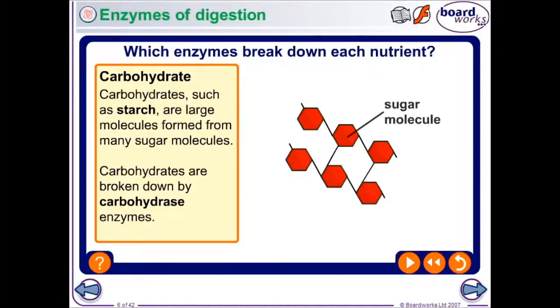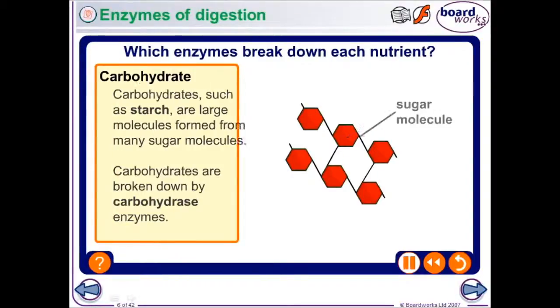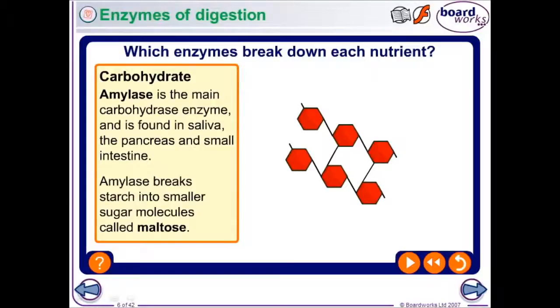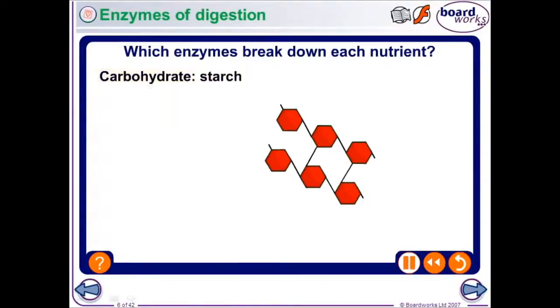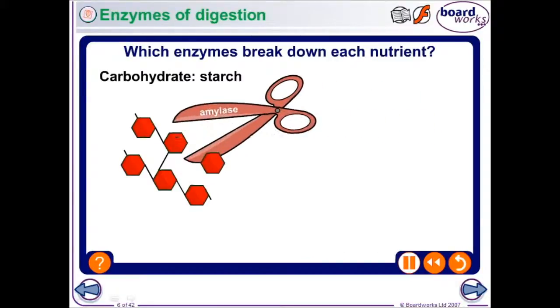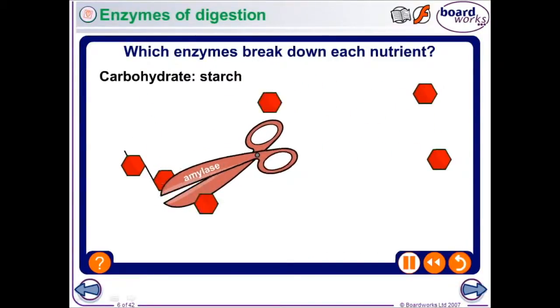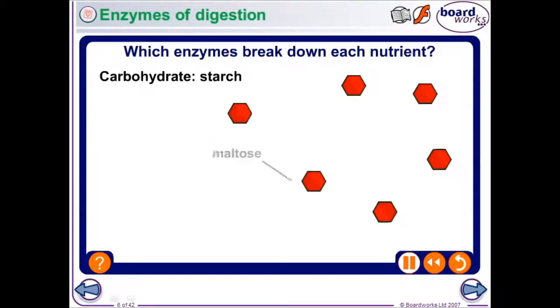Now, if you take a piece of bread, which contains complex carbohydrates, such as starch, and you chew it for a while without swallowing, that bread will start to taste sweet. This is because an enzyme called amylase acts like a big pair of scissors and breaks down the starch molecule into its individual sugar molecules.